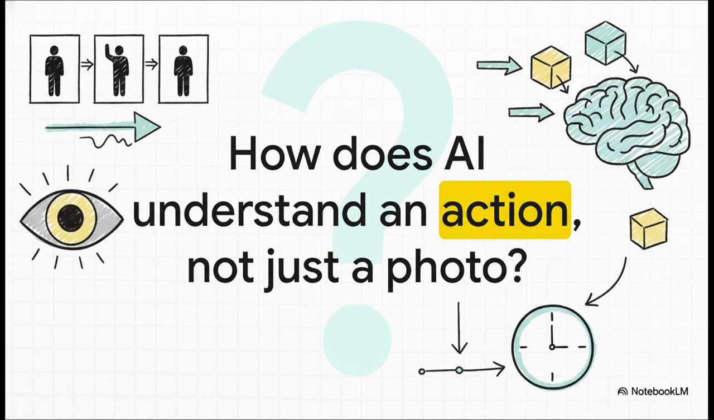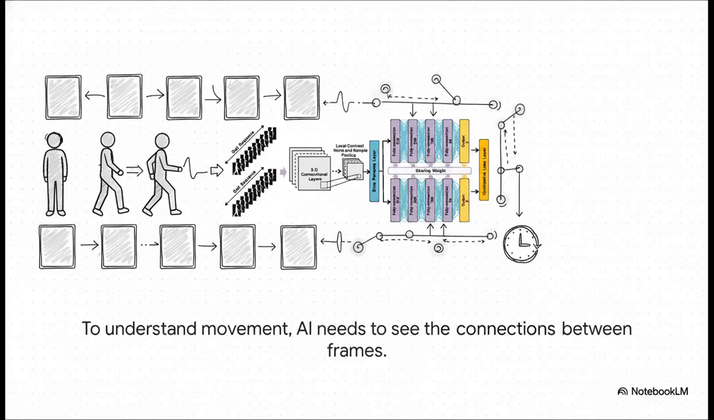We're all pretty used to AI that can look at a photo and go, yep, that's a cat. But the real world isn't just one photo, is it? It's always moving. So how does an AI understand a sequence of events? How does it get the difference between a person just standing there and that same person waving hello? That's really the core problem we're going to explore.